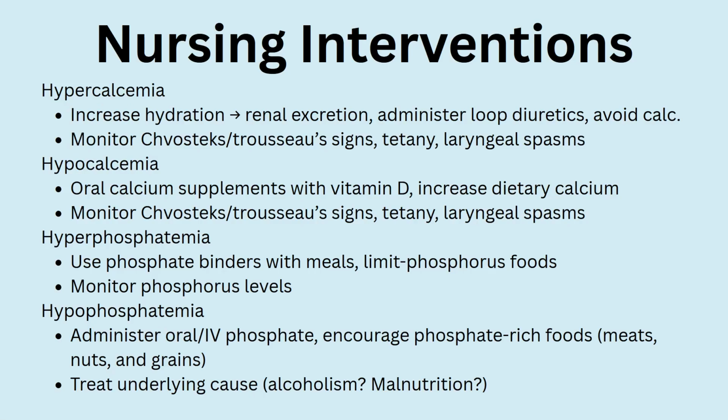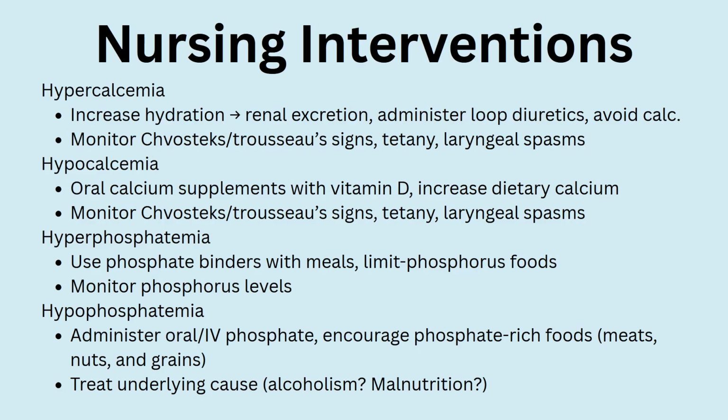So what are some nursing interventions that we can do? For hypercalcemia, we would increase hydration, which would increase renal excretion, administer loop diuretics, and avoid calcium. We should monitor for Chvostek's and Trousseau's signs, tetany, and laryngeal spasms. For hypocalcemia, we should administer oral calcium supplements with vitamin D, increase dietary calcium, and monitor those signs again, tetany and laryngeal spasms.